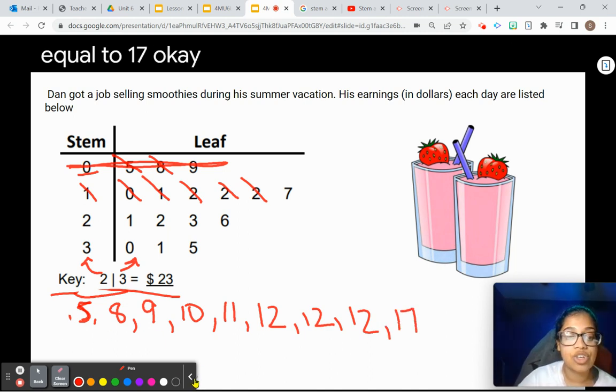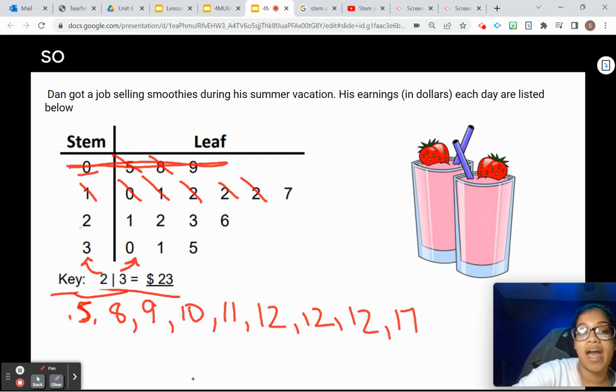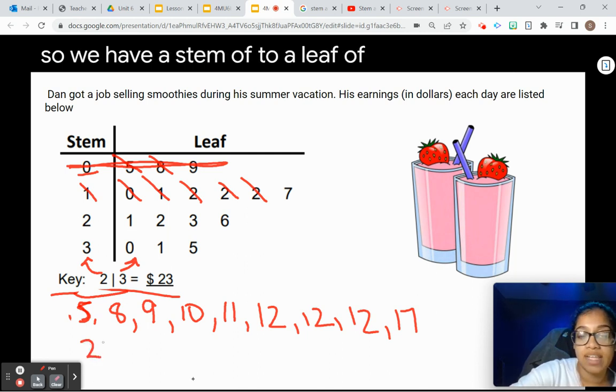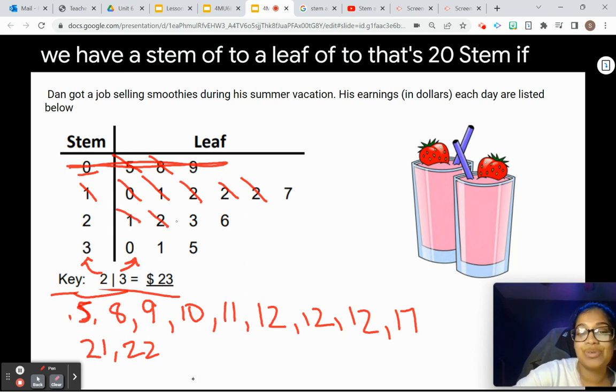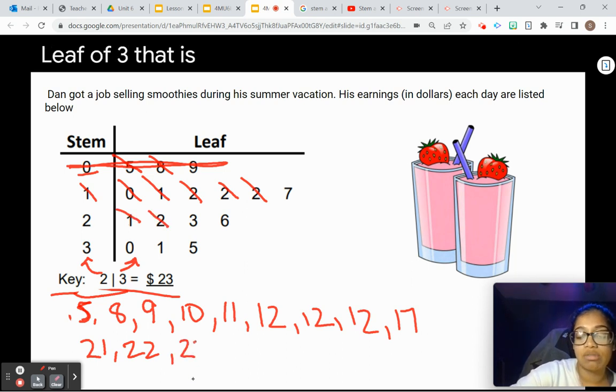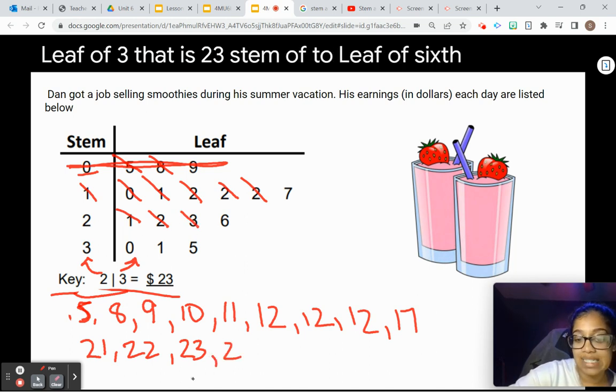Okay, now let's look at our next data point. So we have a stem of 2, a leaf of 1, that's 21. Then we have a stem of 2, a leaf of 2, that's 22. I'm going to cross those out. Stem of 2, leaf of 3, that is 23. Stem of 2, leaf of 6, 26. Okay, so that's our next one.